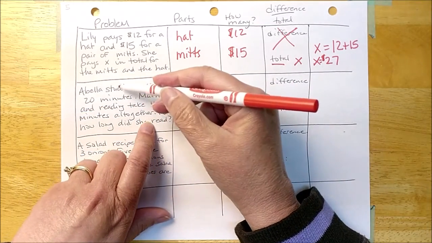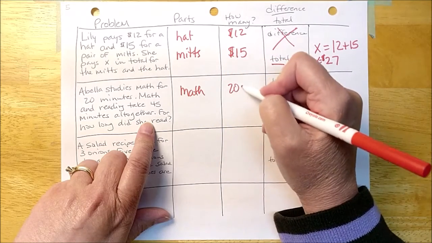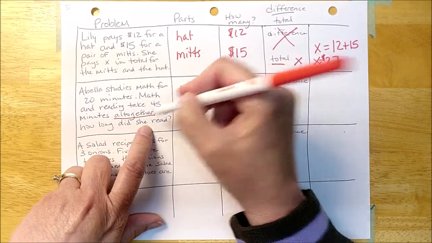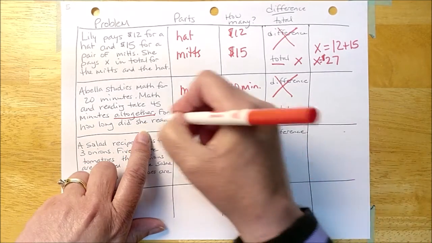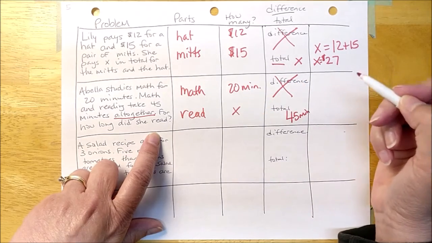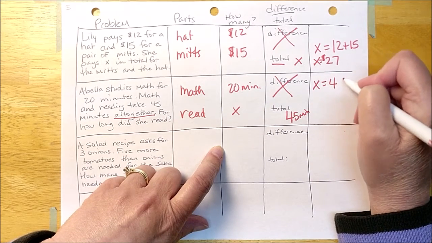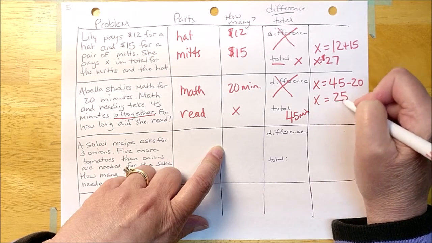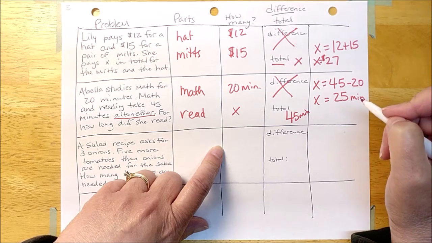And Abella studies math for 20 minutes. So one of the things she's doing is math, and that's 20 minutes. Math and reading take 45 minutes all together. So I'm not going to be looking for a difference. My total is 45 minutes. How long did she read? So my other part was reading, and that I don't know. Okay, so I know my total, so I know the big number, so that means I'm going to have to subtract. And that equals 25 minutes. So she does reading for 25 minutes.